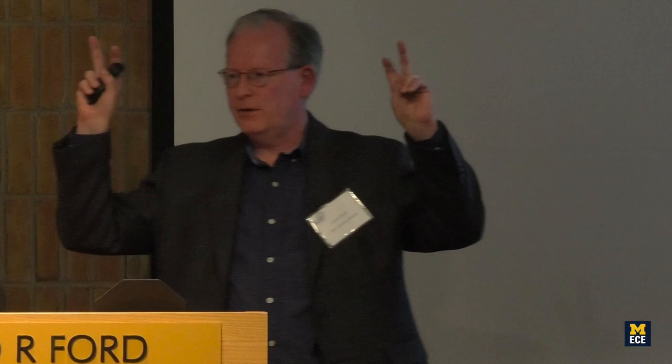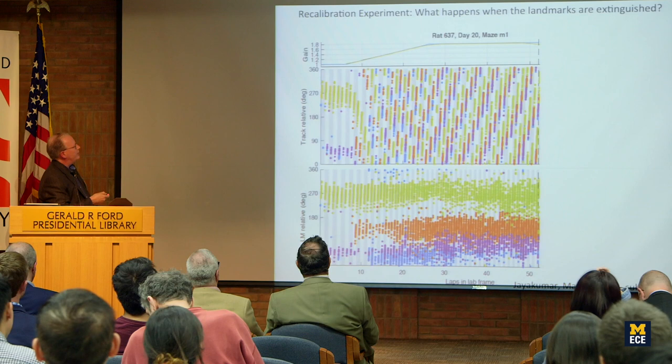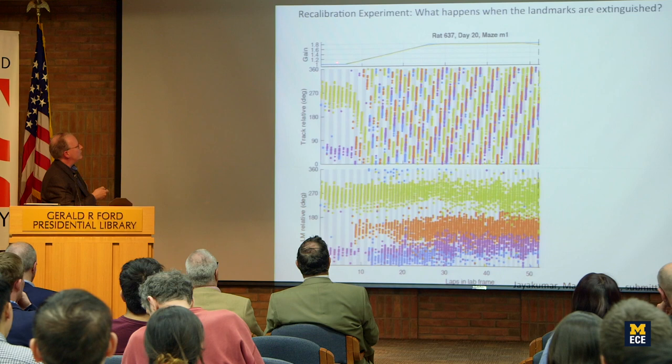We're fooling the rat, so to speak. We're overriding its own path integration system, where it moves around by these landmarks. So now the question is, what happens after we give the rat a number of trials and then turn the landmarks off? Here's a situation where we have a gain of one.